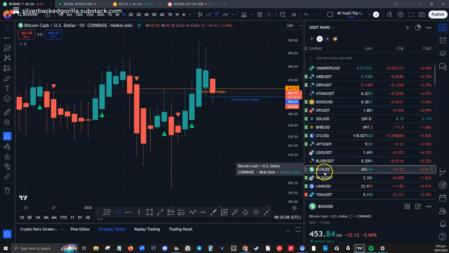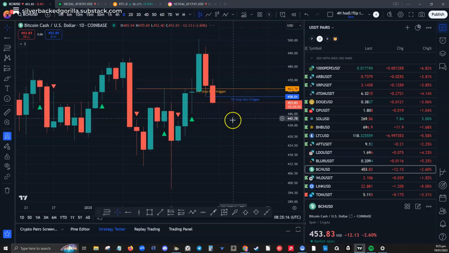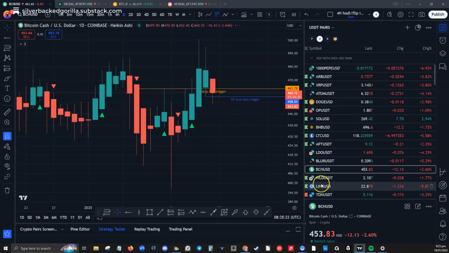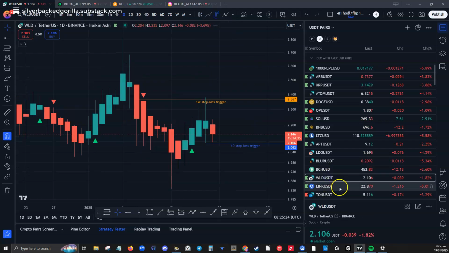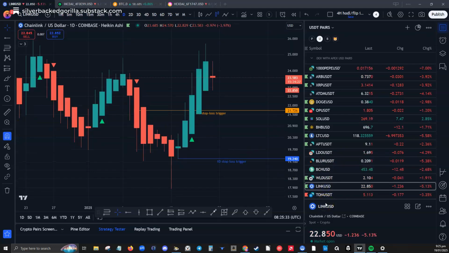So Bitcoin Cash, we've been stopped out. We moved our stop loss up here earlier and then got stopped out later. So if you're not out of it, let's see where the stop was. Just get out now, because that's a continuation and another big fat body candle going down. WorldCoin, we're actually still in. The new stop loss level is $2.09. Link, we are staying in, leaving our stop loss down here at $19.24.